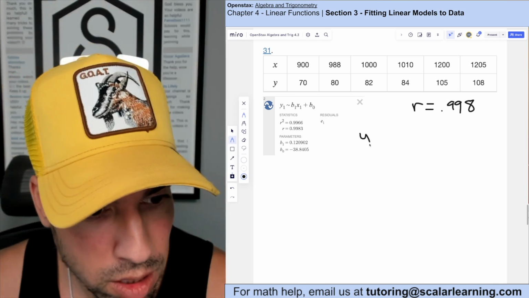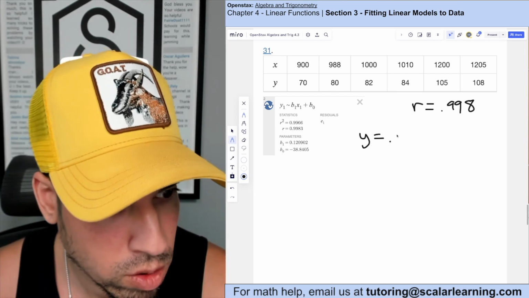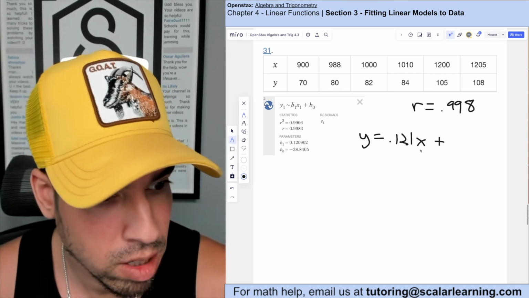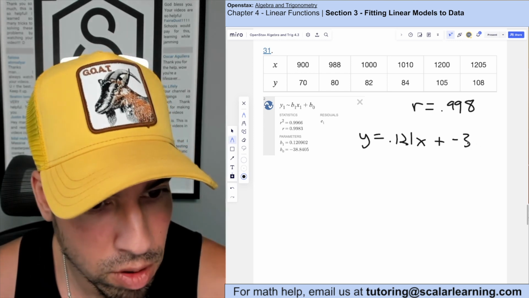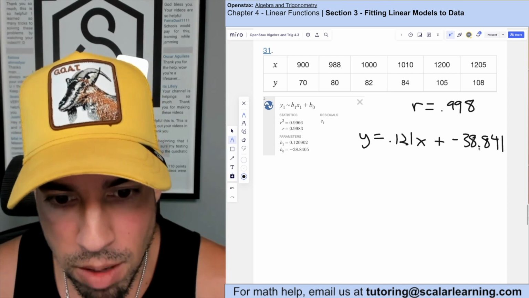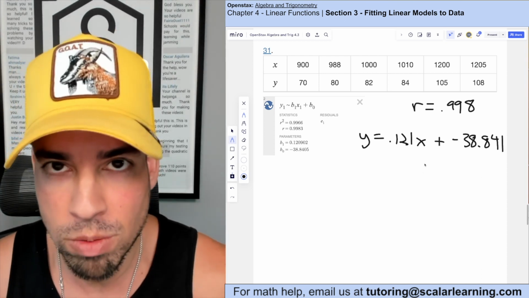And then for our linear equation, Y equals B1, which is 0.121 rounded to the nearest thousandth, x plus B null, which is negative 38.841 rounding up. Again, we can make that instead of a plus negative, we can make it a minus, but there's your equation. Boom, done.